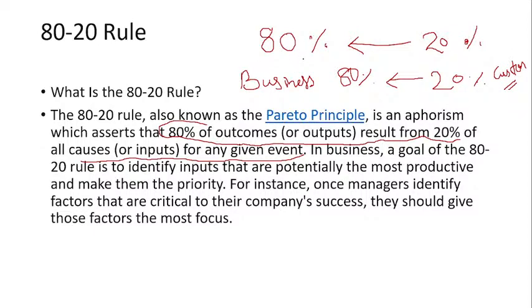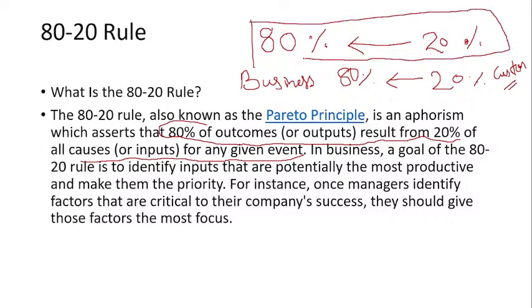The 80-20 rule in software testing means that 80% of the outcome or output results from 20% of all the causes or inputs for any given event. That is the 80-20 rule, also called the Pareto principle. 80% of the outcome results from the 20% of all causes or the input for a given event.